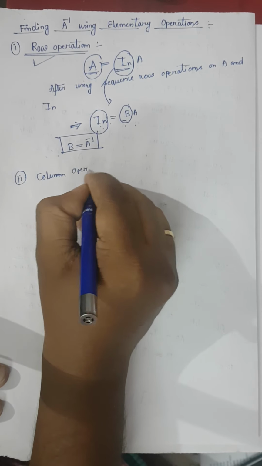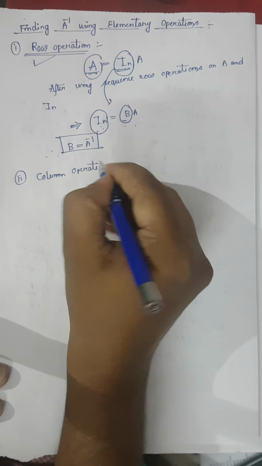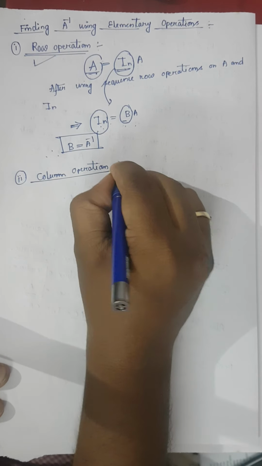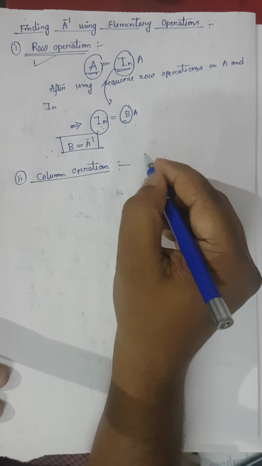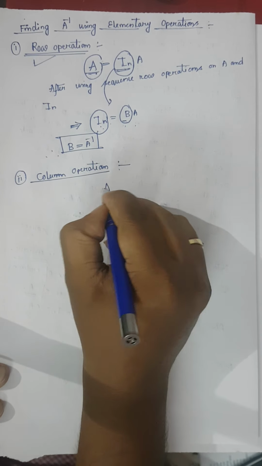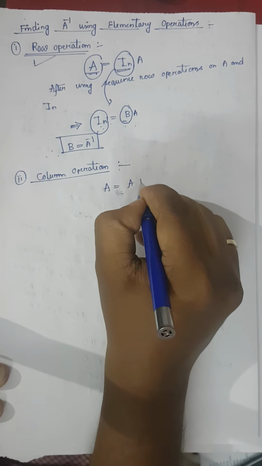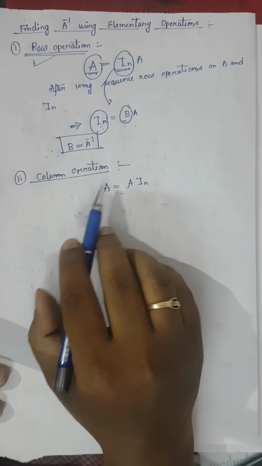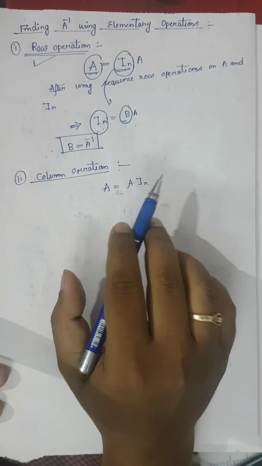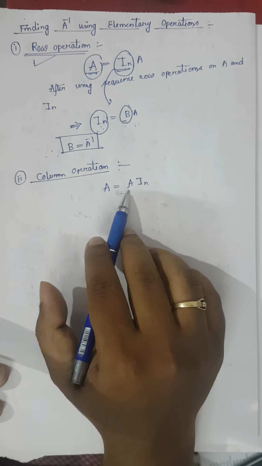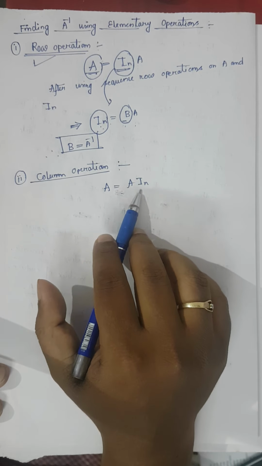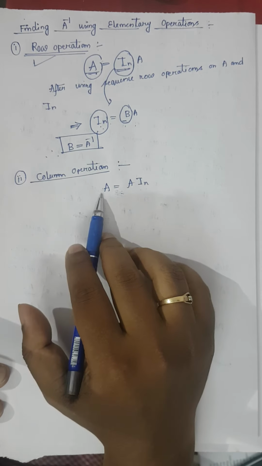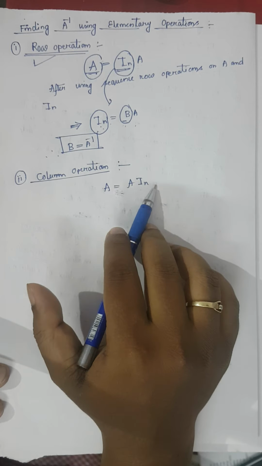Column operation. When we use elementary column operations to find the A inverse, we write A is equal to A into In. We know that when I multiply any square matrix with the identity matrix of the same order, it remains the same. So A is equal to A into In.